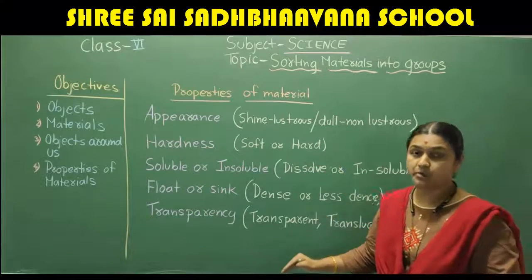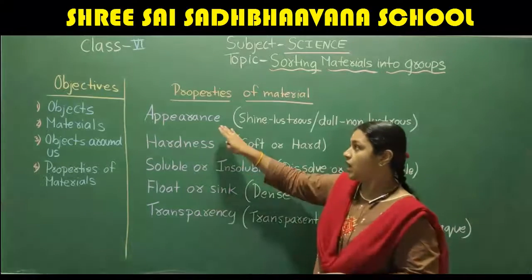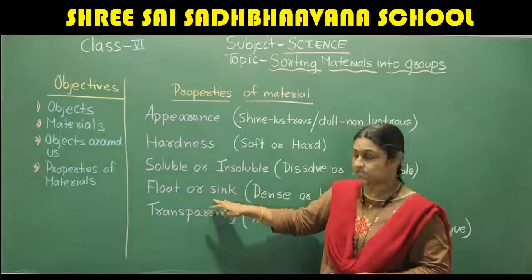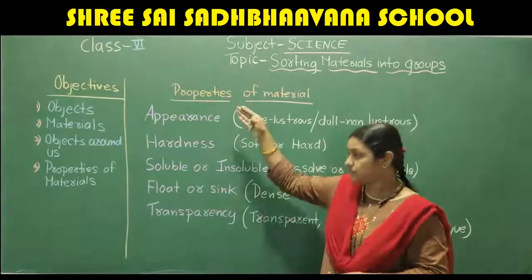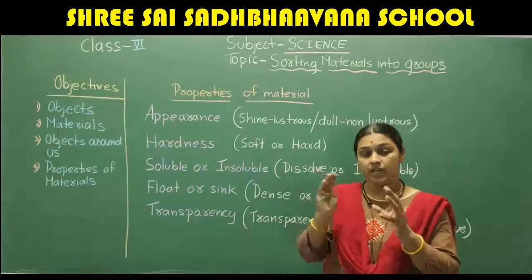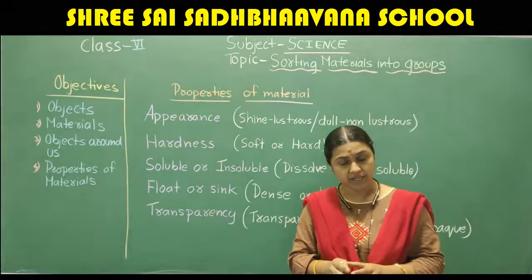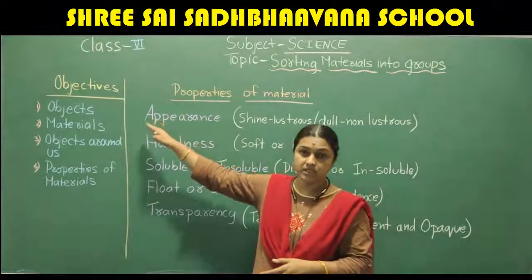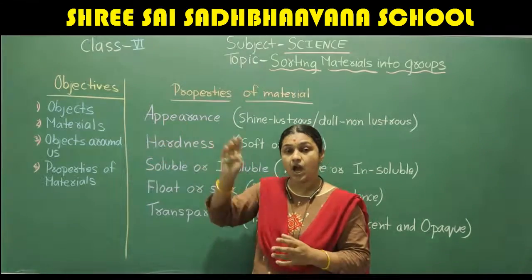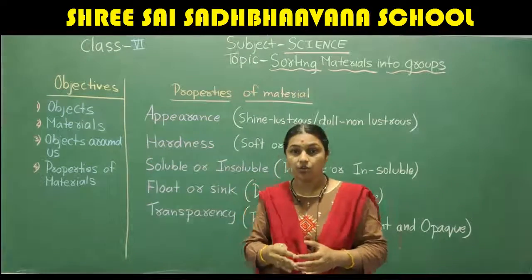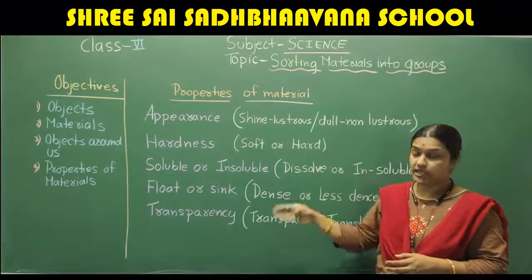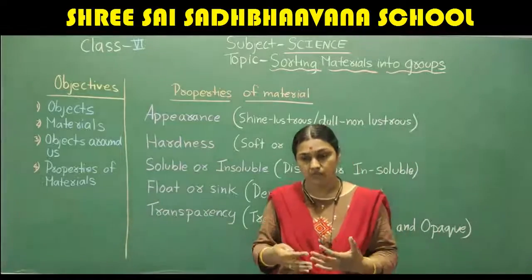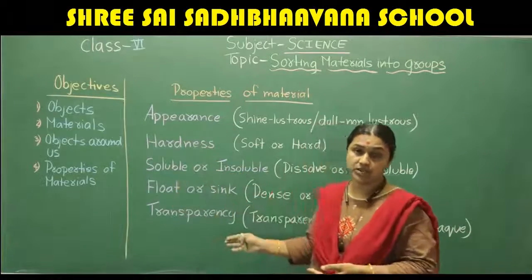So these are the properties of a material, which are appearance, hardness, soluble or insoluble, float or sink, transparency. Depending on these properties, an object is made. Right, children? So in this class, we understood what are objects, what are materials, how an object is made depending on the properties listed here, right? And why do you think the objects have to be classified into these?